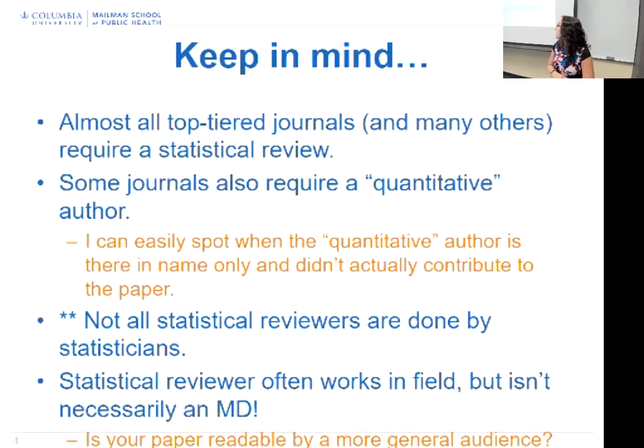So some things to keep in mind. Pretty much all top-tier journals will require a statistical review of a manuscript, and many other lower-tier journals also require this. In fact, some journals also require what's called a quantitative author, so someone with a methods background. There's different criteria for this. Sometimes they require one of the authors to have an MPH or a PhD in the field. But at the same time, the statistical reviewers may not be statisticians.